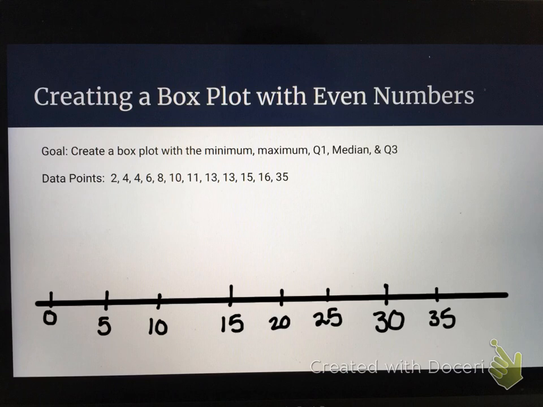Remember, I like to start with the minimum and the maximum. You can do whatever you want. So my minimum is 2, and my maximum is 35. So I'm going to find where 2 would be and where 35 is. Remember, let's get in the habit of writing those data points above. Okay, I found the minimum, I found the maximum.